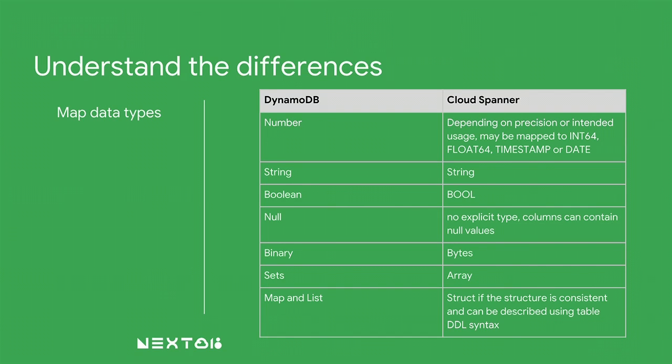First step is understand the differences. The data types are generally there, but there could be some differences. So understand how data types from one map to the other. Generally, you're going to find all the same data types, if not more. But this is the canonical mapping of data types.